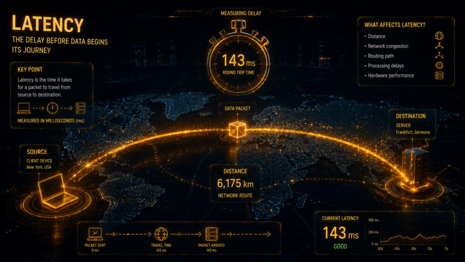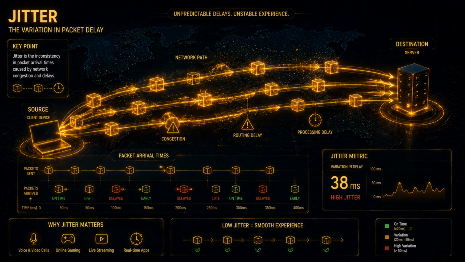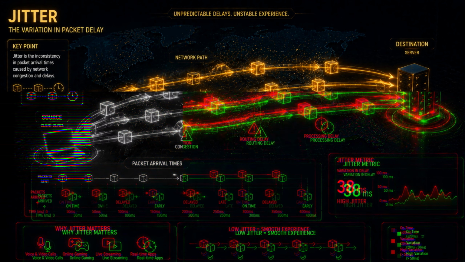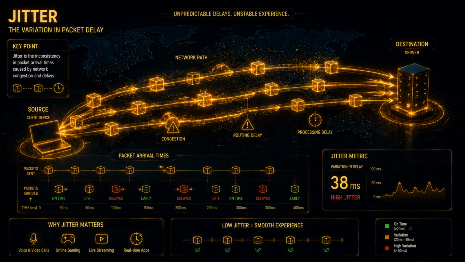Latency is the delay. It's the time a packet takes to travel from the sender to the receiver. Low latency feels fast. High latency feels slow. Jitter. Jitter measures consistency. If every packet arrives at nearly the same time, that's good. If some arrive early and others much later, that's jitter. High jitter causes choppy video calls and poor voice quality.